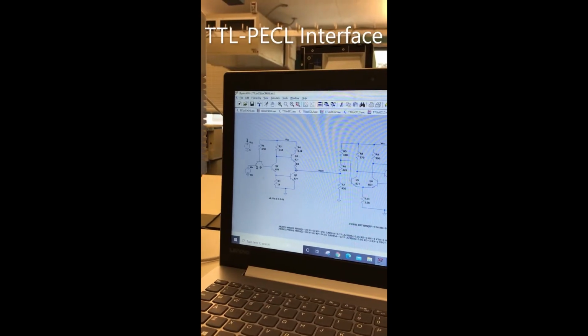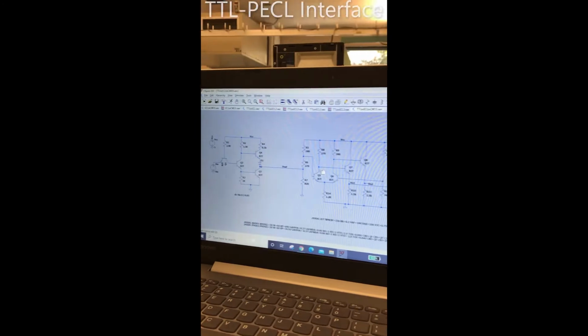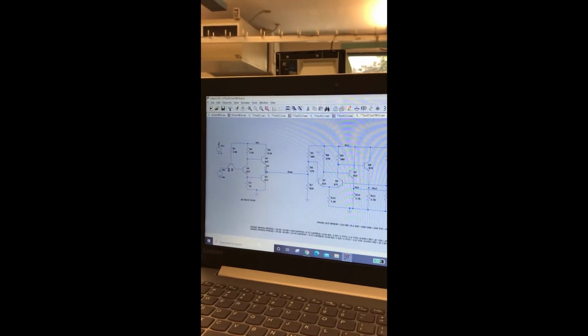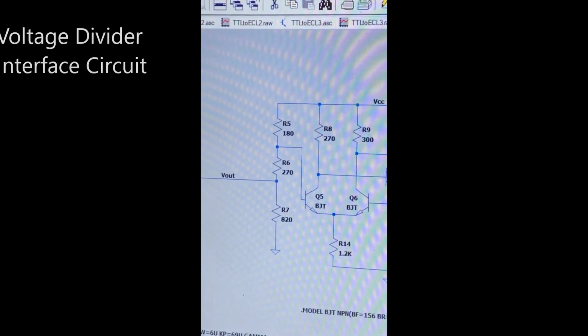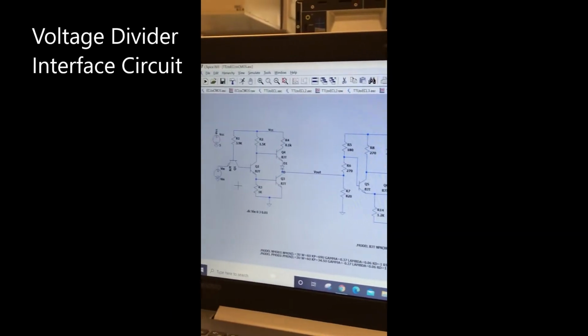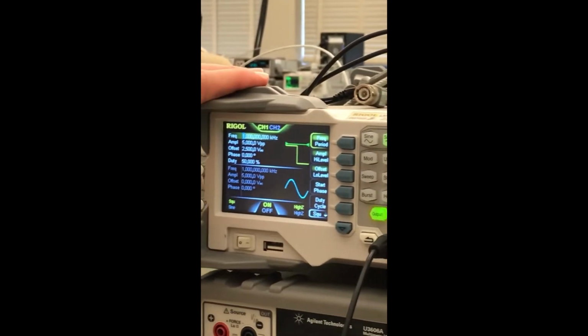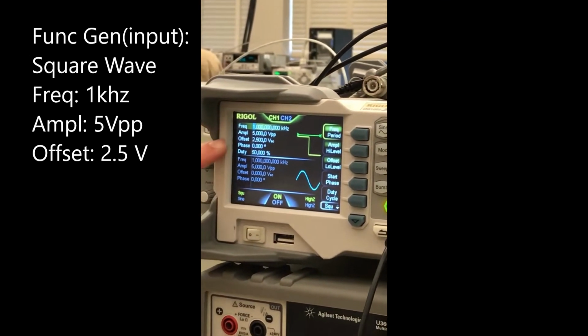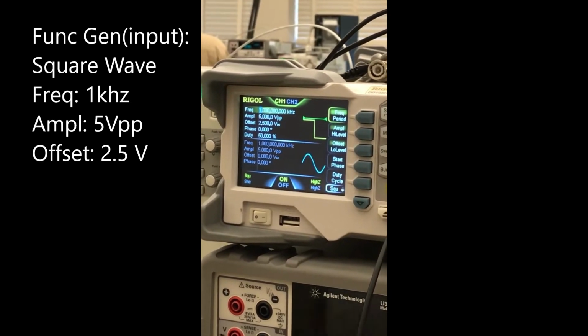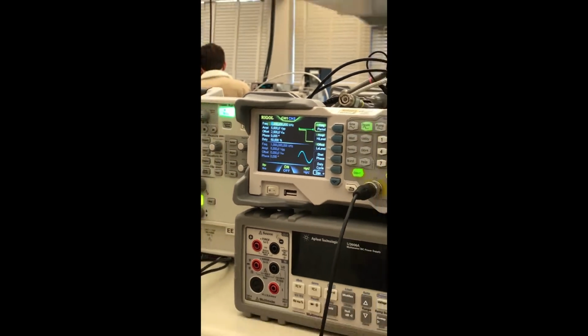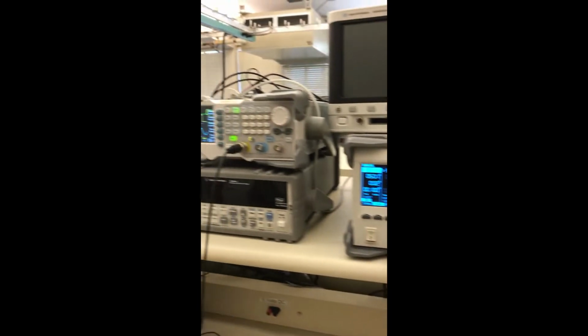So this is the one between the TTL and the ECL. This is our interface here. We have three resistors: a 180, a 270, and an 820. For the input to the TTL, we use the function generator at a frequency of 1 kilohertz. It was a square wave, amplitude 5 volts peak, with a 2.5 volt offset. VCC is here, 5 volts, as we can see.